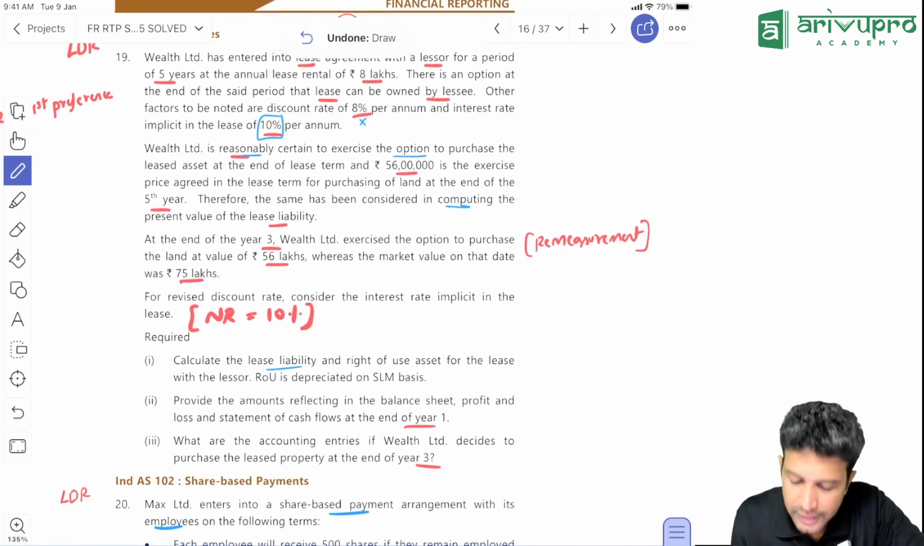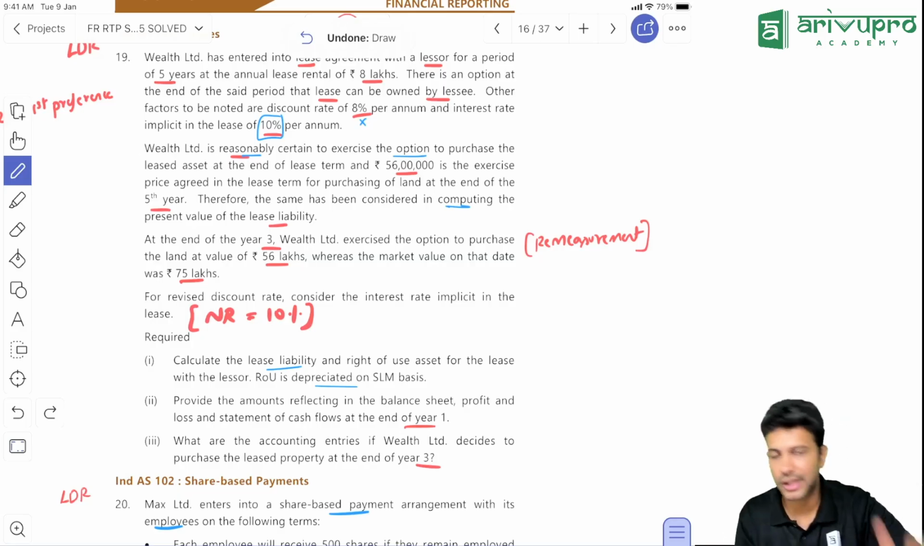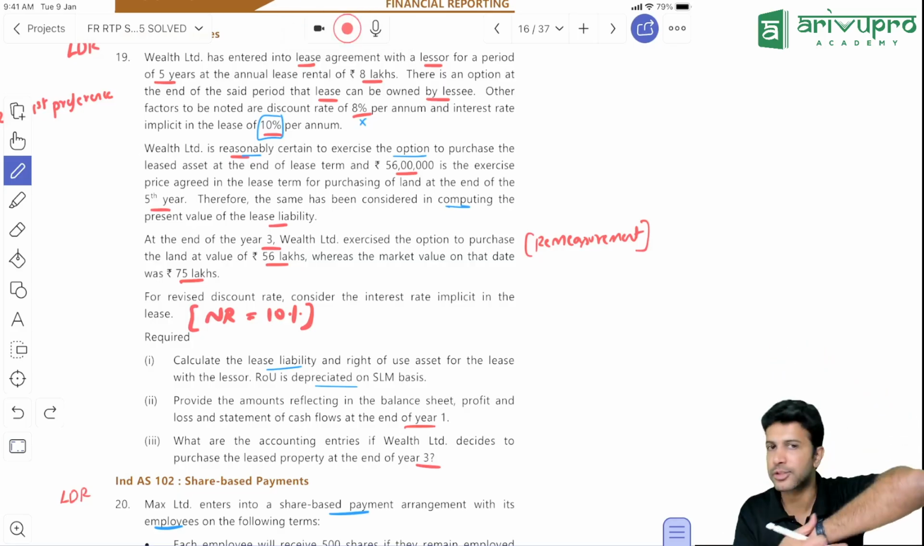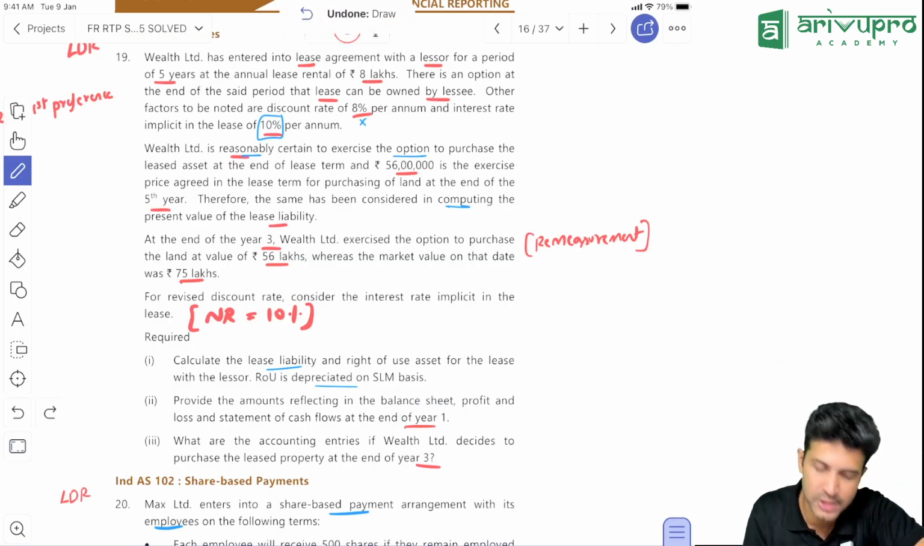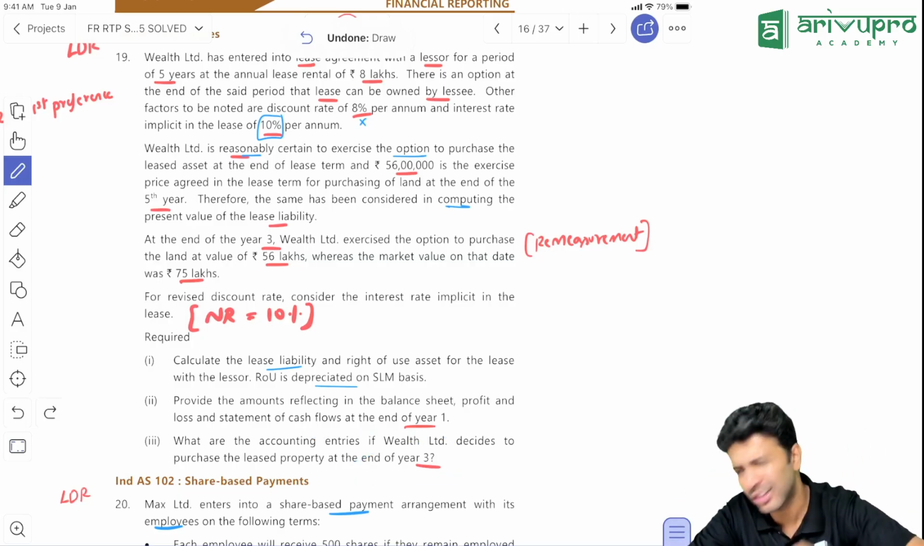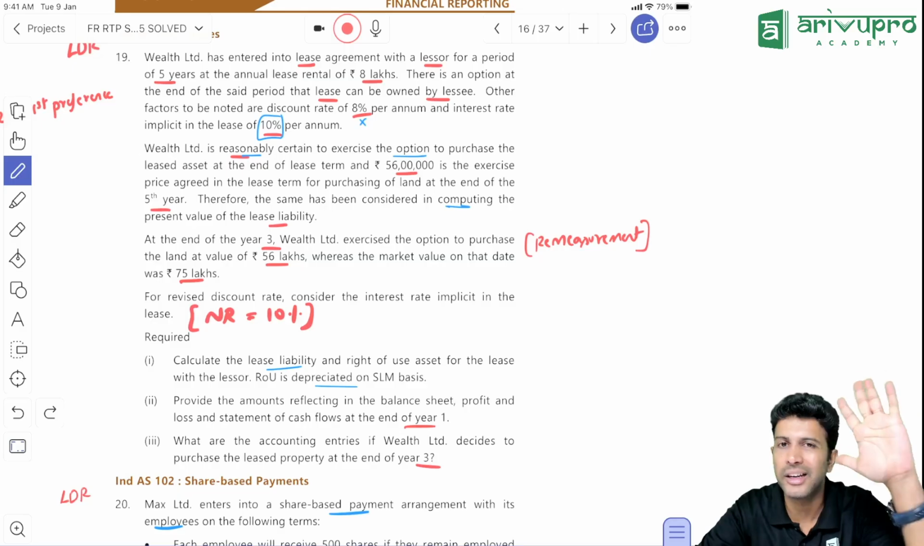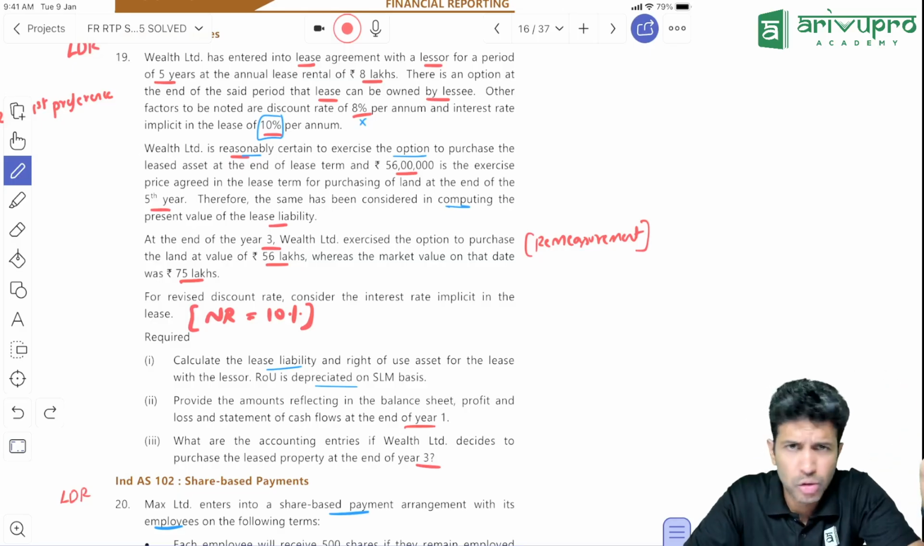Now they're saying calculate the lease liability and ROU, and ROU is depreciated on a straight line basis, it seems. Provide the amount reflected in the balance sheet, P&L and cash flow for the 1st year. Due to this transaction, we need to show its effect on the balance sheet, P&L and cash flow statement for the first year. What are the accounting entries if Wealth decides to purchase this property at the end of the third year? Those are the calculations. Very straightforward calculation.